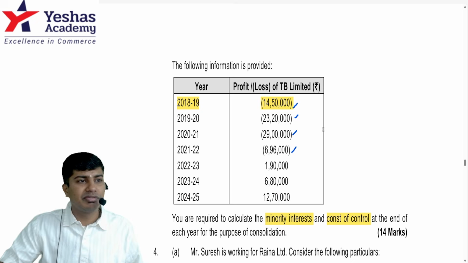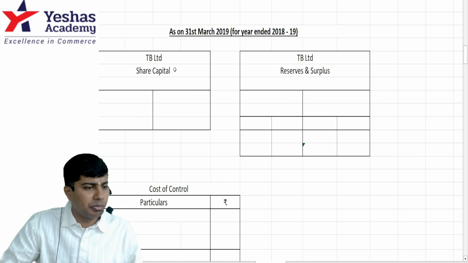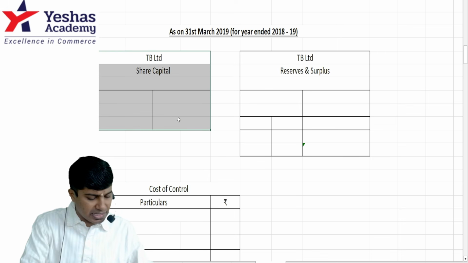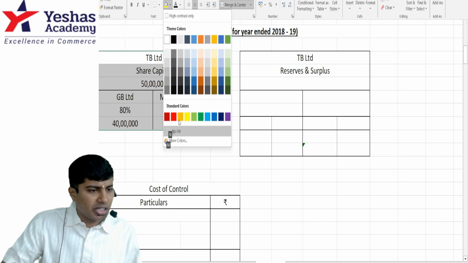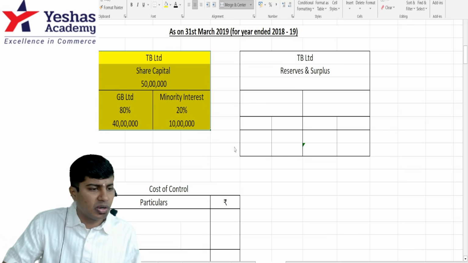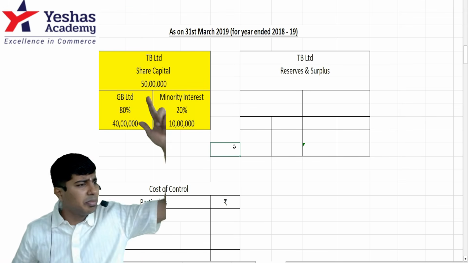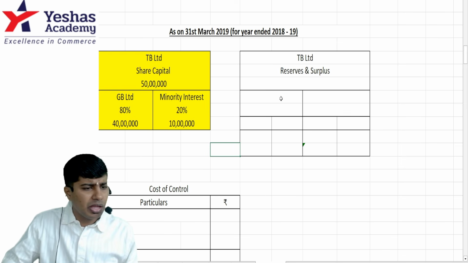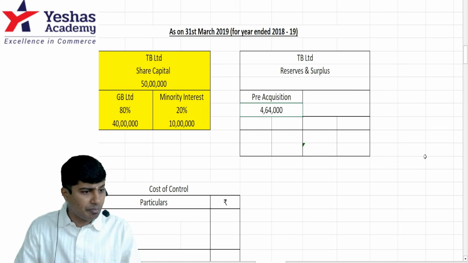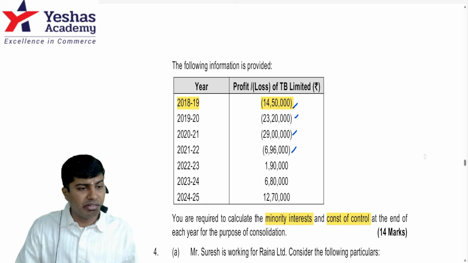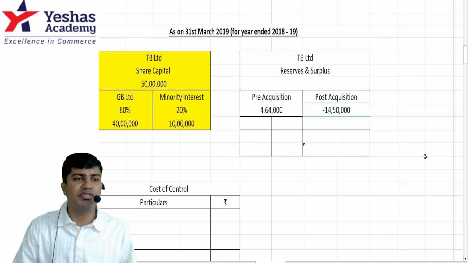We already know it. So for the first year end when you compute, the share capital analysis is going to be the same. I'll give it in a yellow color box. Same thing, there's no change. Whatever we did at the beginning, the same is going to remain here. And pre-acquisition reserves is 464, same. Post-acquisition reserve will be minus 14 lakh 50.